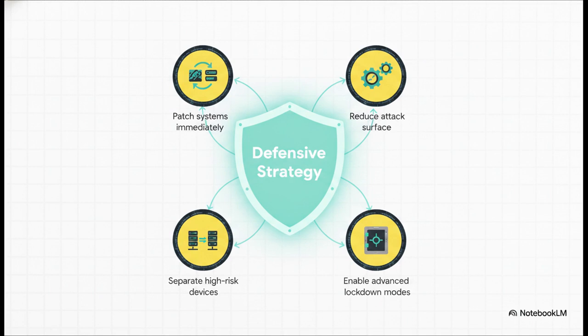So how do we build a real defensive strategy? Well, we patch systems the absolute moment updates are released. We reduce our attack surface by deleting apps and turning off services we don't actively use. For high-risk individuals, we enable advanced lockdown modes on our devices. We physically separate high-risk networks. And at an organizational level, we implement zero-trust architecture. This means we never, ever trust a device or user by default, and we're constantly verifying every single access request.